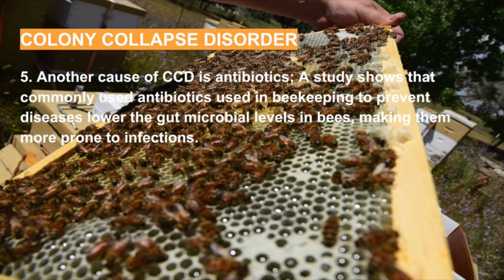Number 5. Another cause of colony collapse disorder is antibiotics. A study shows the commonly used antibiotics in beekeeping to prevent diseases lower the gut microbial levels in bees, making them more prone to infections.